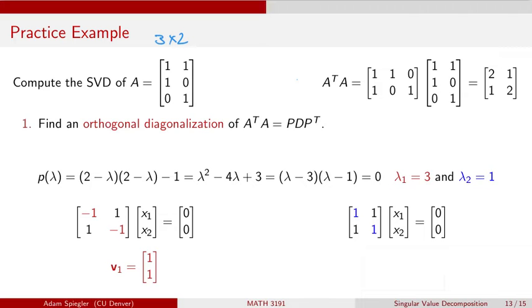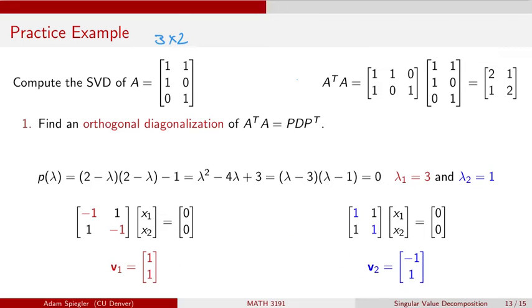And now we solve this resulting homogeneous equation, which has the solution x1 equals minus x2. So for example, one such eigenvector for lambda 2 equals 1 would be the vector v2, which is (-1, 1). So now we've got two different eigenvectors, one for each of the eigenvalues. And because these two eigenvalues are distinct from each other, notice these two eigenvectors are orthogonal to each other.